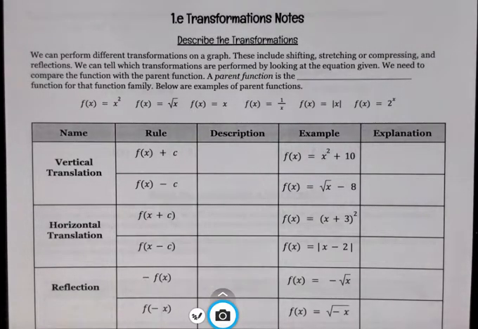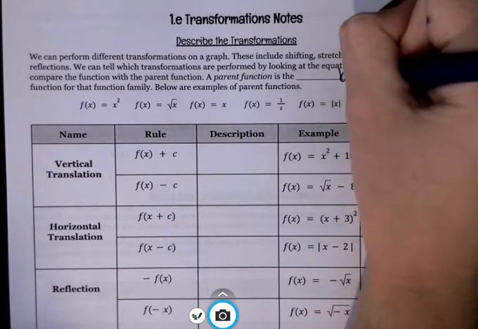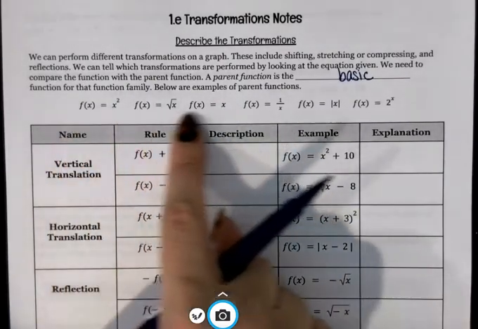All right, we're going to look at transformations, which should be review, and so I'll probably go a little bit faster, but feel free to slow it down or pause it whenever you need. So we need to be able to recognize parent functions, which is the most basic equation or function for that function family. And so these are some examples of parent functions.